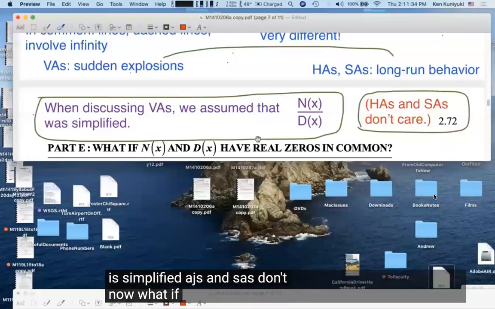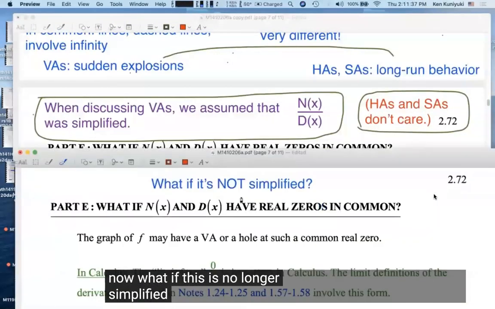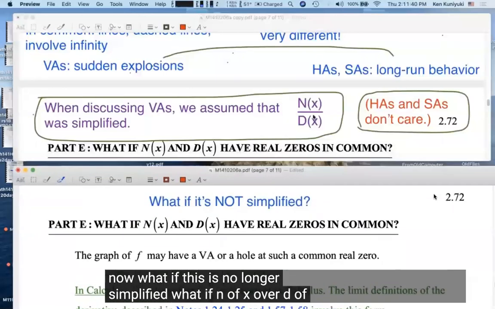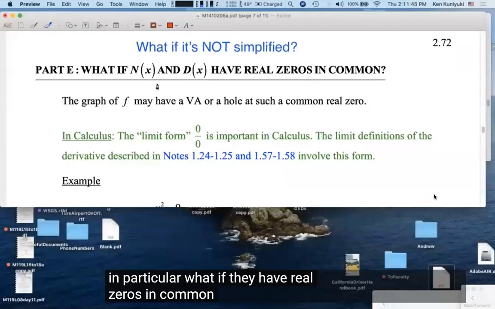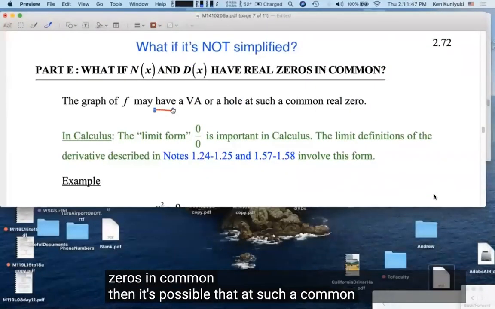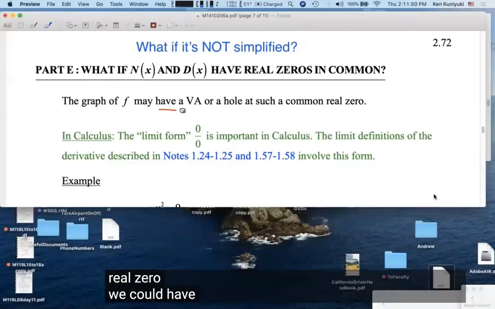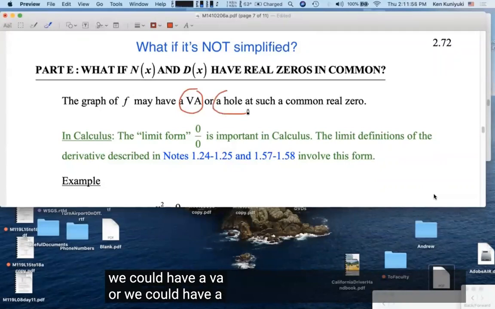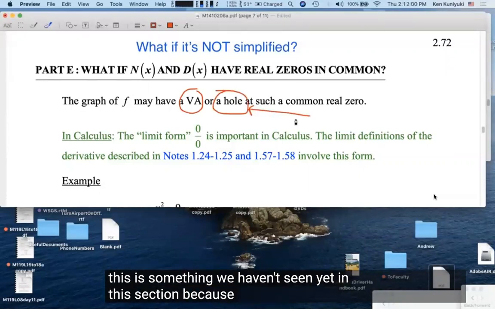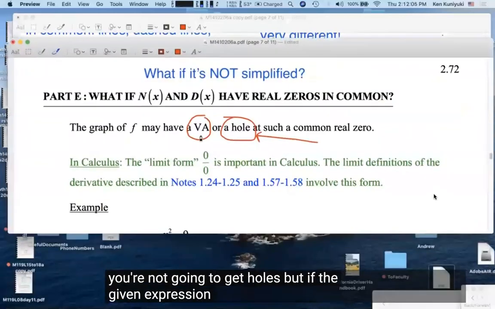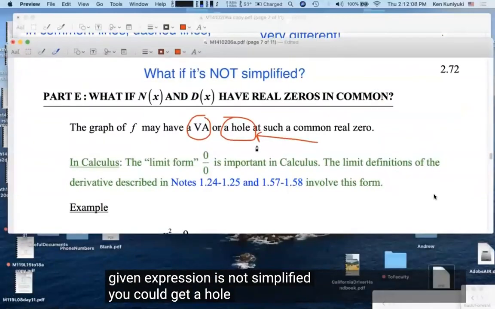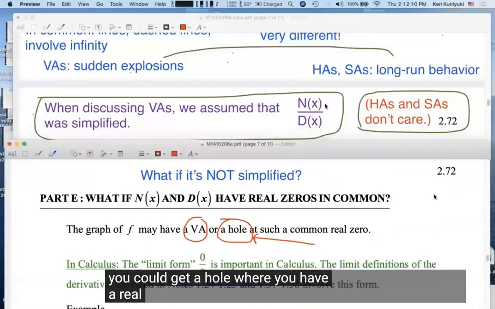Now, what if n of x over d of x is no longer simplified? In particular, what if they have real zeros in common? Then, it's possible that at such a common real zero, we could have a VA, or we could have a hole. This is something we haven't seen yet in this section, because if the given expression is simplified, you're not going to get holes. But if the given expression is not simplified, you could get a hole, where you have a real zero in common.